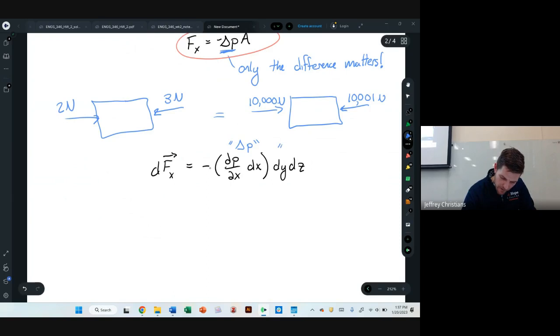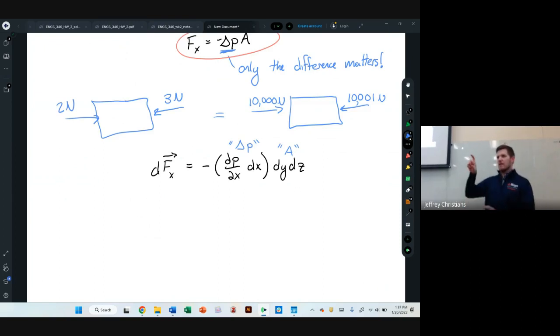And this one over here is A. The A part, hopefully that kind of makes sense. So what's the area of that one side? Well, it's the Y dimension times the Z dimension. If we make them really small, then it's a dy and a dz. They're just really small dimensions.